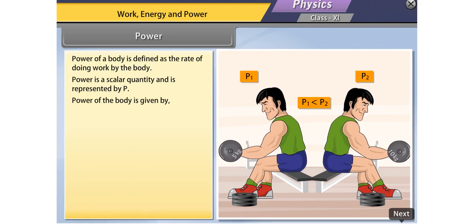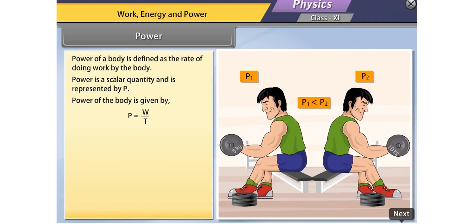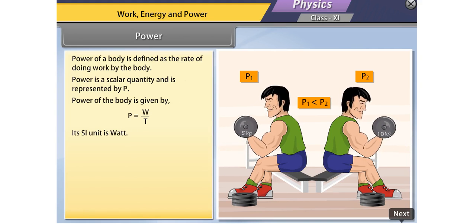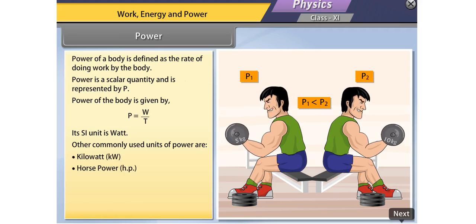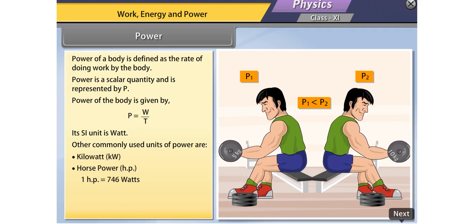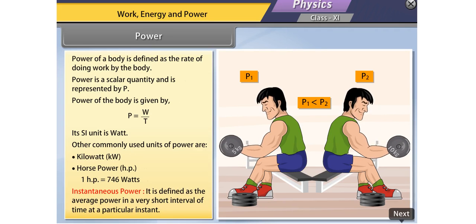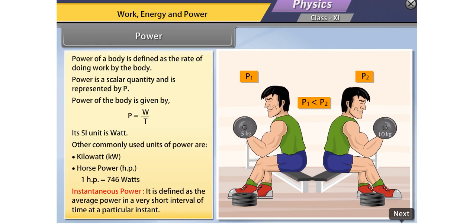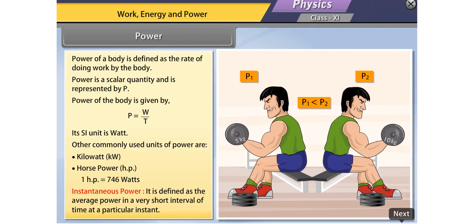Power of a body is given by P equals W upon t. Its SI unit is watt. Other commonly used units of power are kilowatt and horsepower. 1 horsepower is equal to 746 watts. Instantaneous power is defined as the average power in a very short interval of time at a particular instant.